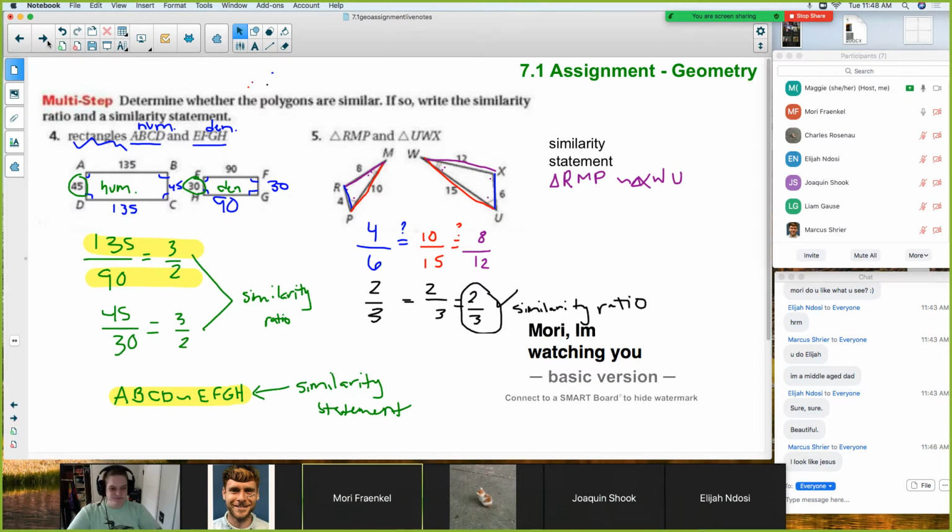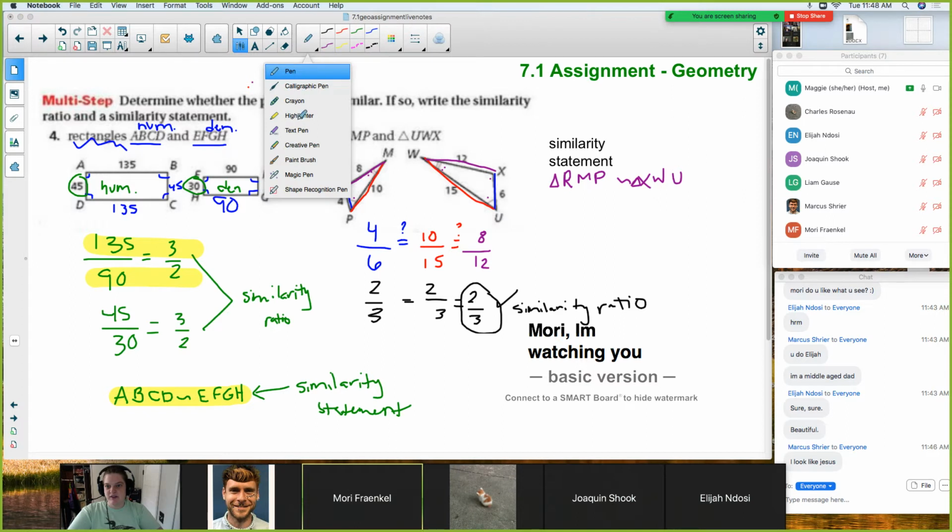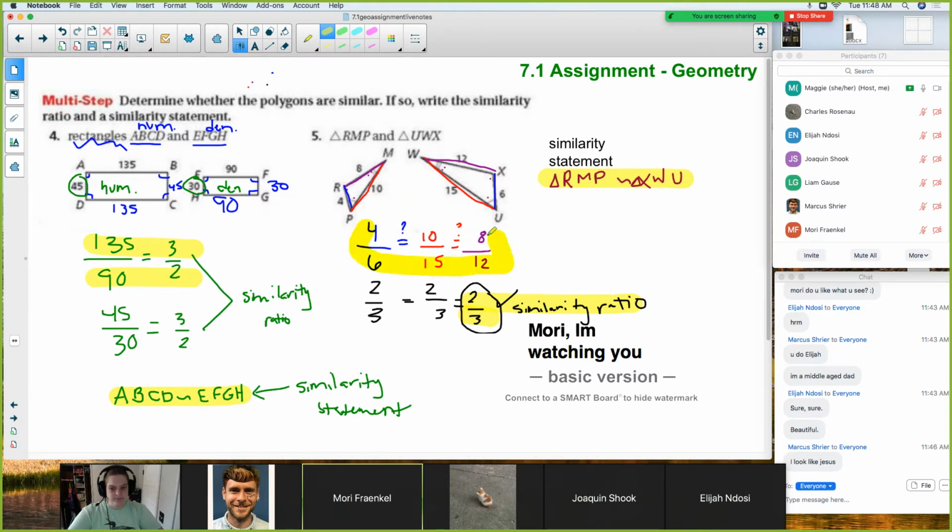All right. So again, Marcus and all of you that are distracted by Marcus, hopefully you at least wrote the similarity statement and the similarity ratio coming from these fractions here. Okay.